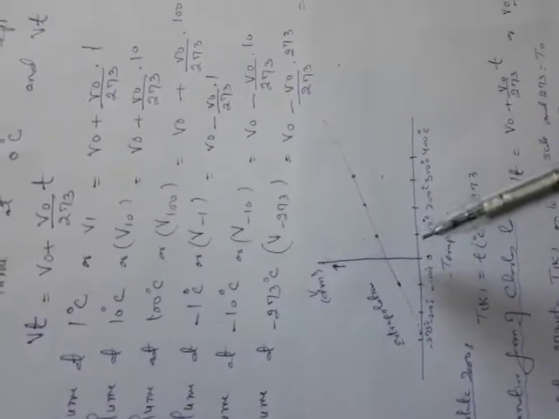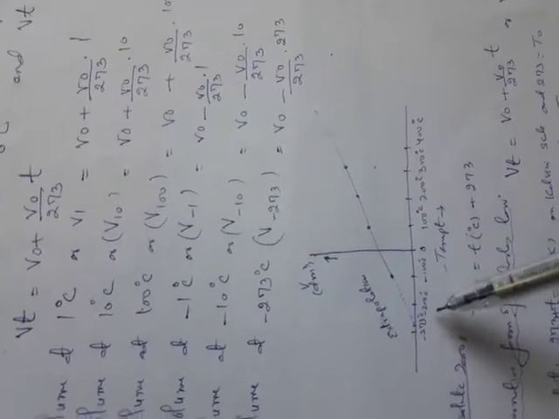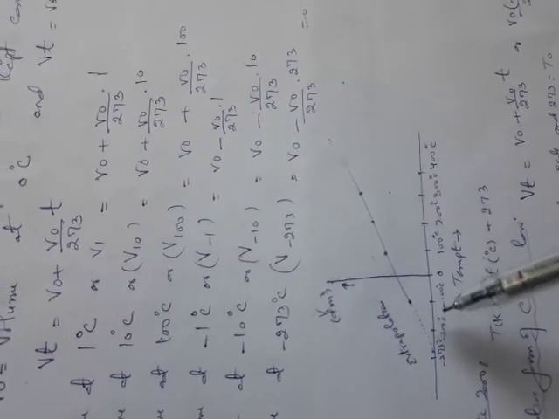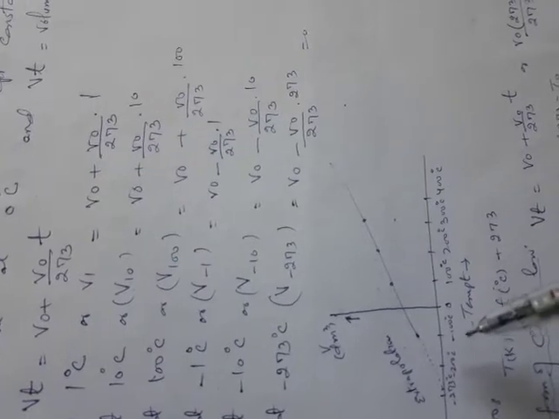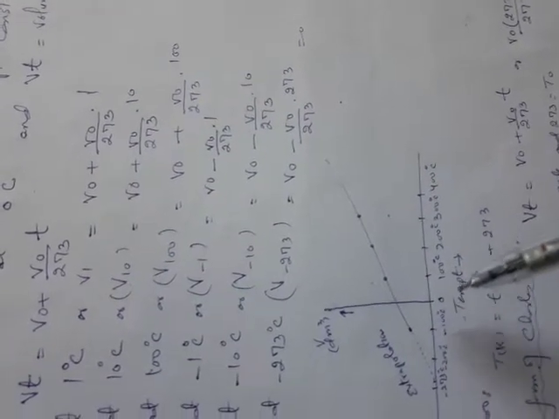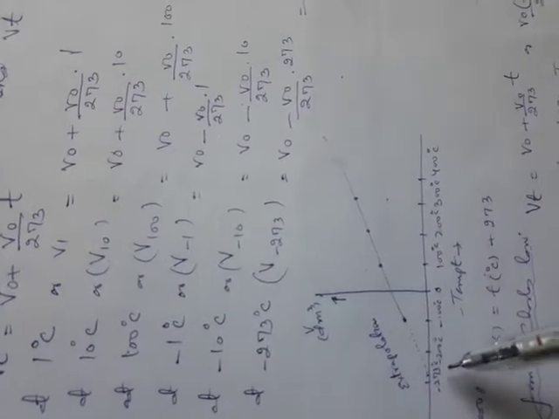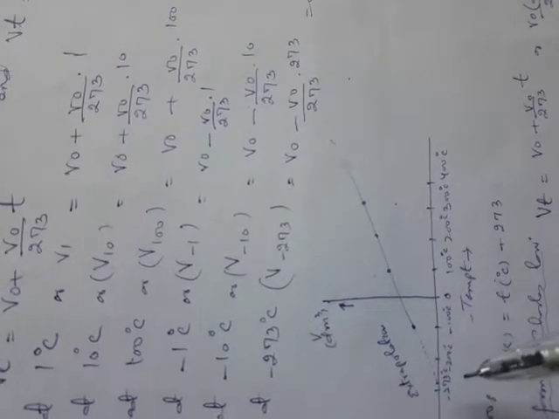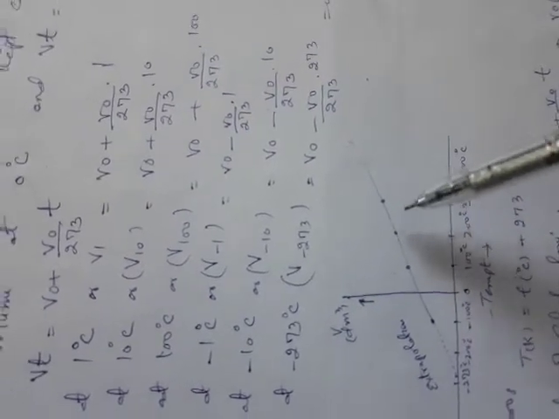Upon extrapolation, shown here by the dotted line, the graph meets the temperature axis at a temperature of minus 273 degrees centigrade, or more precisely minus 273.15 degrees centigrade. So the volume of every gas becomes 0 at this temperature, that is, minus 273. You can see here how the graph meets the axis and the volume becomes 0 at this temperature.